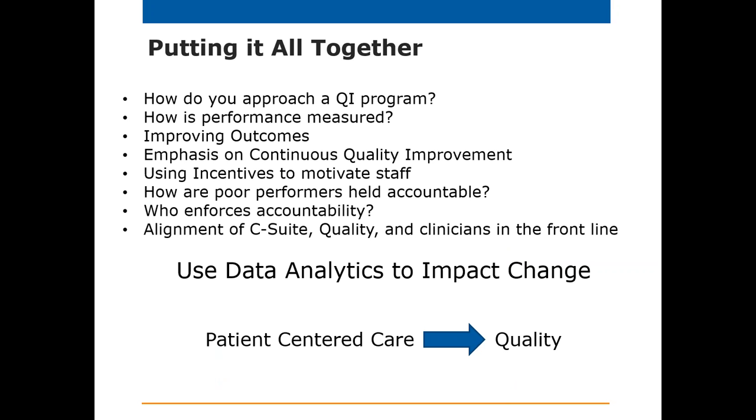So just really quickly putting it all together, just some questions. How do you approach your QI program? How is that performance measured? What kind of things are being done to improve your outcomes and focus on the continuous quality improvement? Again, using those incentives are really beneficial. And then, something that we never like to talk about, but how are those poor performers being held accountable? If you have a physician who is just not getting on board with electronic charting, making sure that they're evaluating and making improvements within their quality performance, what is being done to hold those folks accountable?